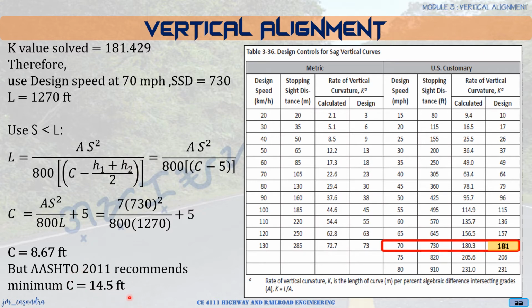And then if we want a safer clearance on our underpass or undercrossing, then we could apply a C equal to exactly 16 feet vertical clearance. Okay, so this is just the minimum. You can have it greater than 14.5.